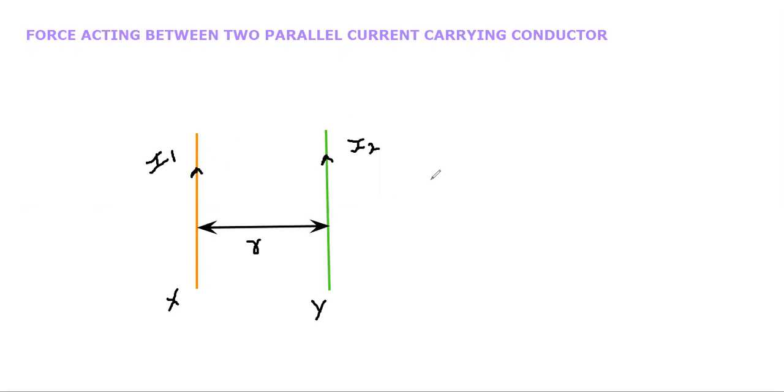So what is the magnetic field of a finite conductor? We know the formula, that is mu naught I divided by 2 pi r. Mu naught I, so it would be I1, divided by 2 pi r. The distance is r from X to Y. Now this is the magnetic field due to X.